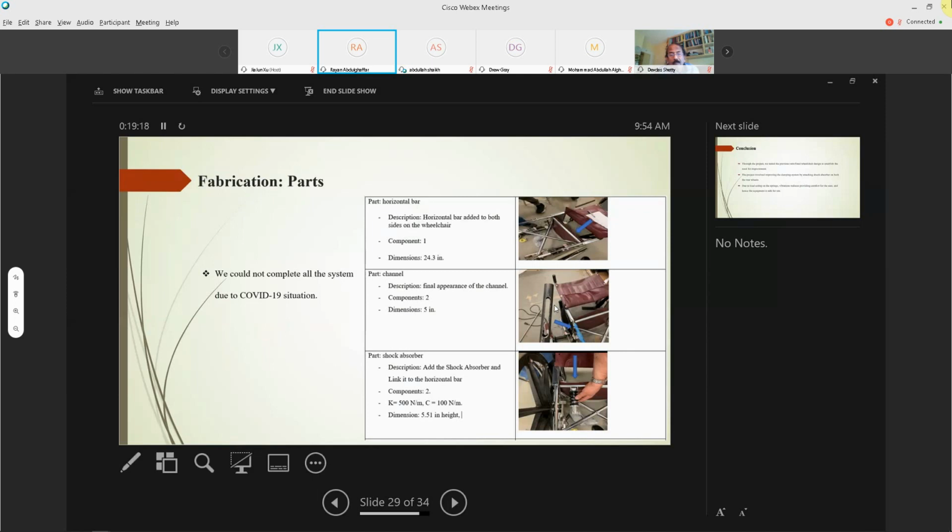Fabrication of the part. After we made our testing in SolidWorks and modeling in the simulation, we started attaching our idea, the system, onto the retrofitted wheelchair. Unfortunately, we couldn't complete it physically because of COVID-19 and the school was closed. There is some part here that has been done, but the rest of it we couldn't complete.